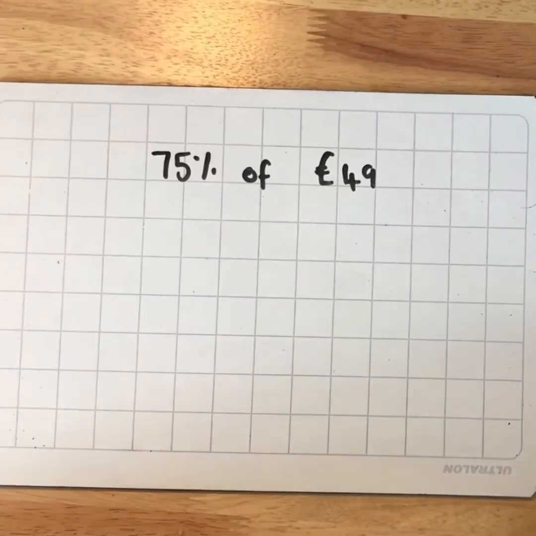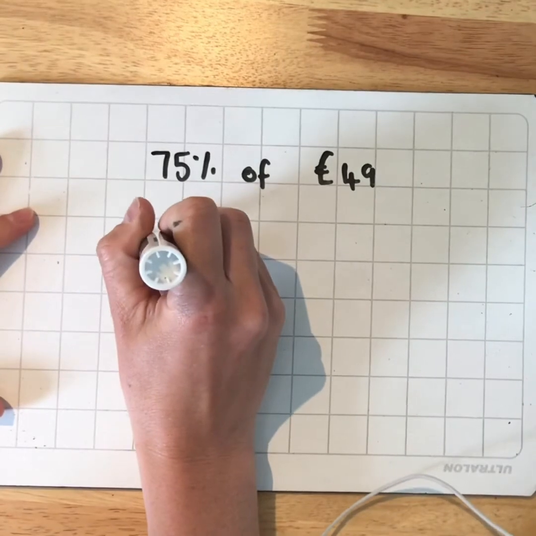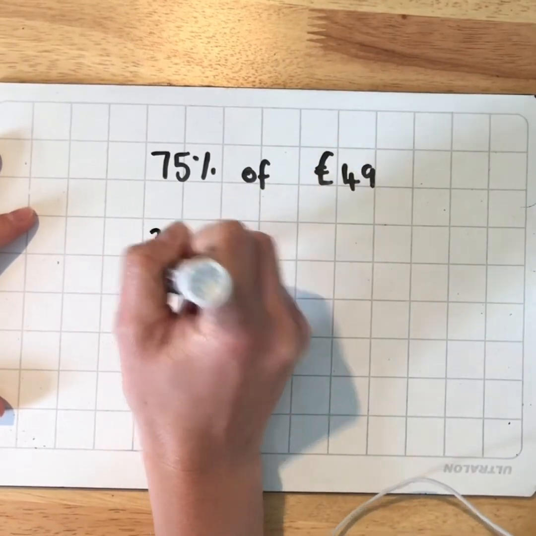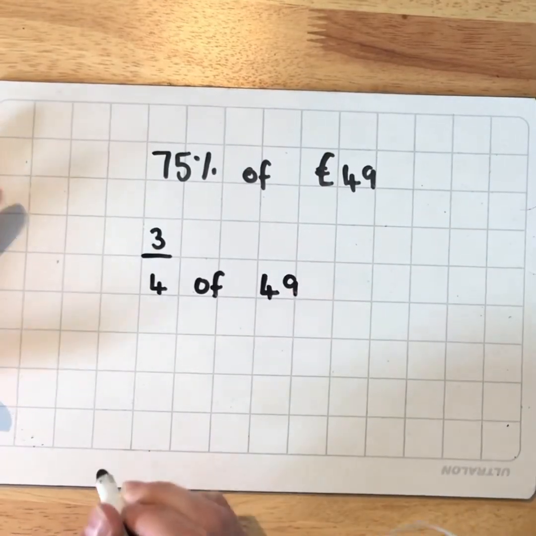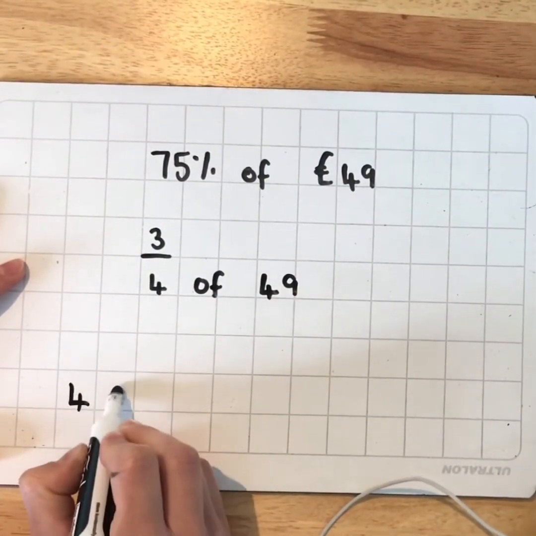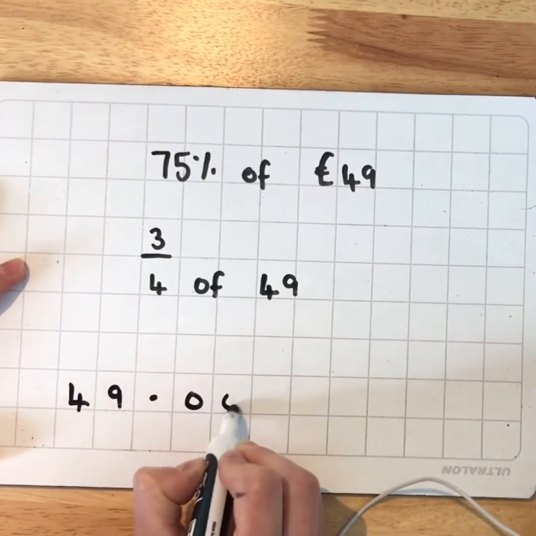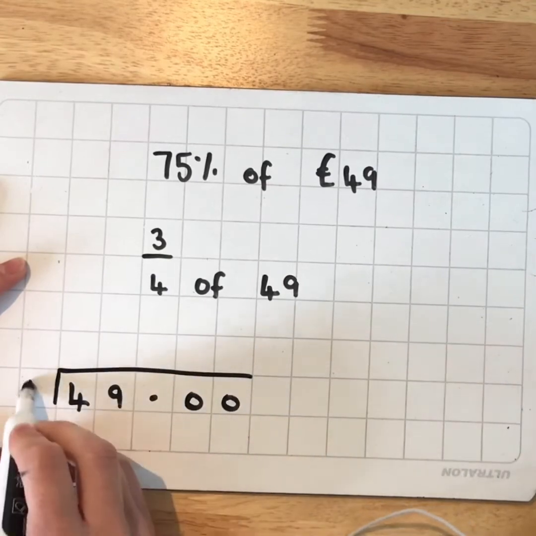For 31, you've got to find 75% of 49. Okay, so you need to know, fact, 75% is 3/4. So what you're working out here is 3/4 of 49. Okay, so step 1 is to divide by the denominator. So we're going to do 49, just adding in our decimal point and our 2 zeros, divided by 4.